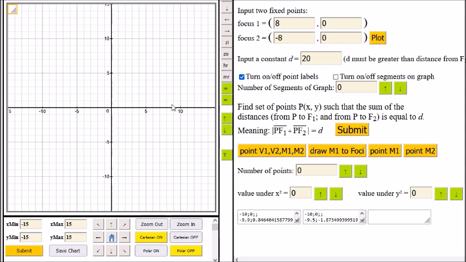To generate the points for the ellipse, first pick any 2 points that are horizontally aligned. In this case, I picked negative 8, 0 and 8, 0. So any 2 points that are horizontally aligned like this. And notice that the distance between F1 and F2 is 16. And so next, pick a number greater than 16. So any number greater than 16. In this case, I picked the number 20.